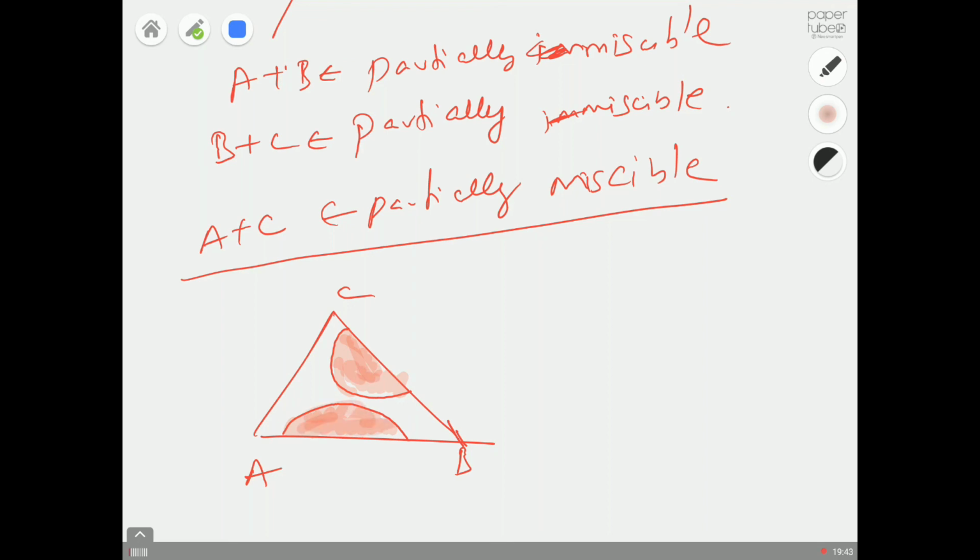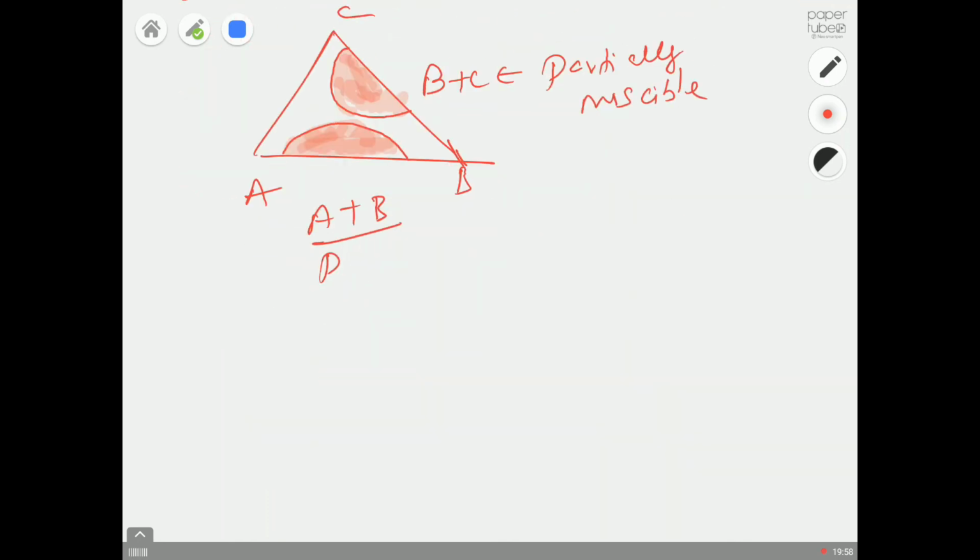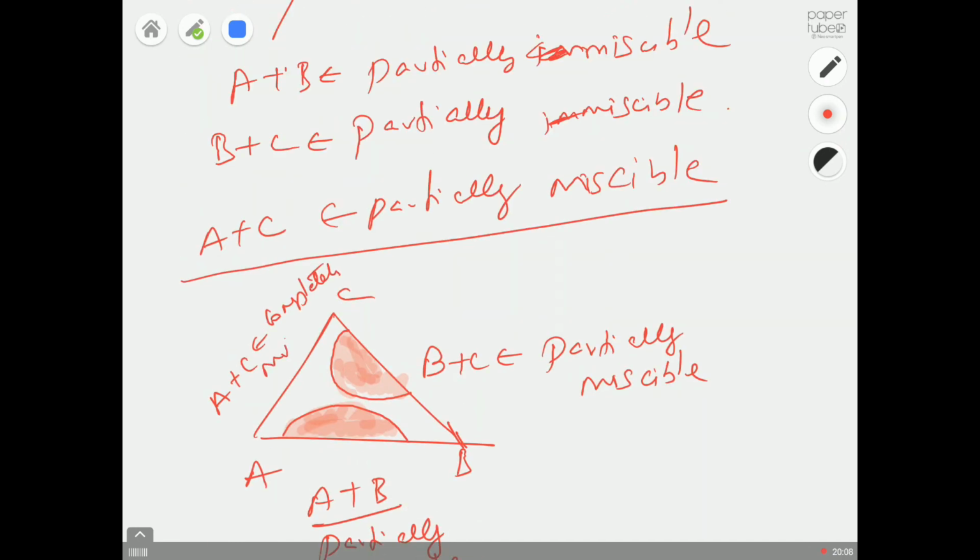If my ternary diagram looks like this, then I can say B plus C is partially miscible, A plus B is partially miscible, A plus C is completely miscible. Yeah, this type of system really exists. These are not like I'm just drawing for fun to make you understand something.